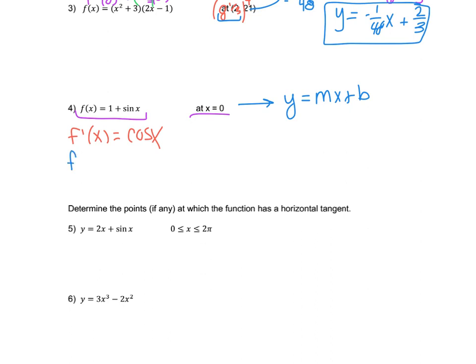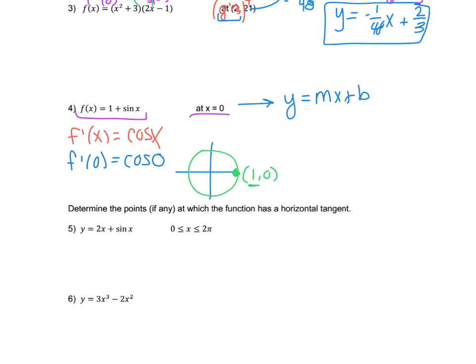So I'm just going to evaluate f prime of 0, which is the cosine of 0, which I know you all can do, because the cosine of 0 is 1.